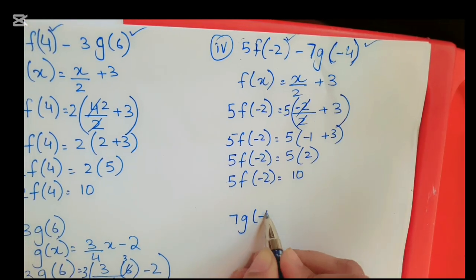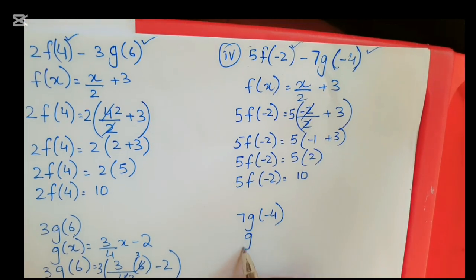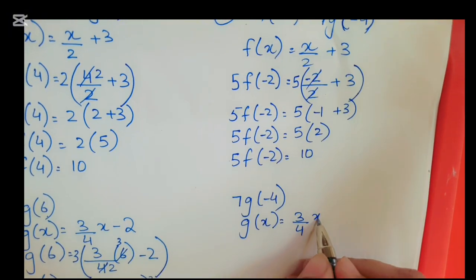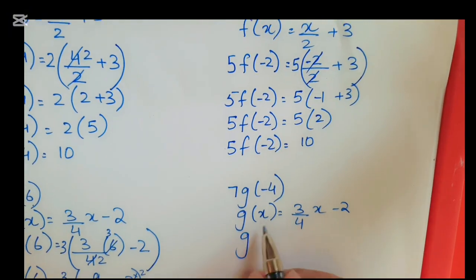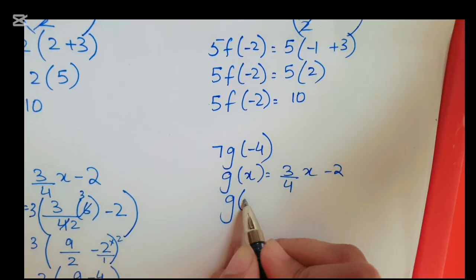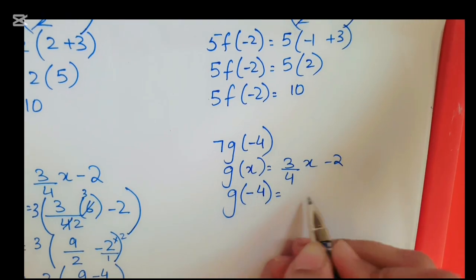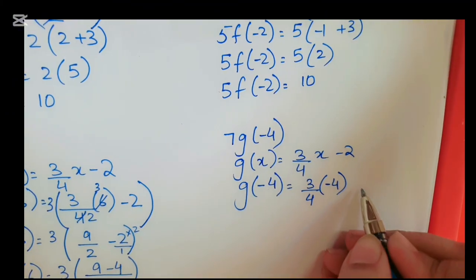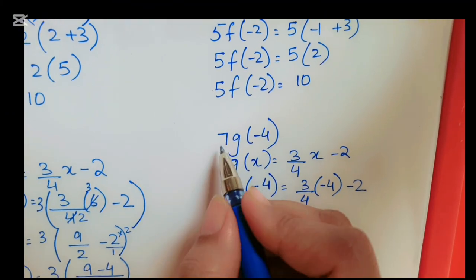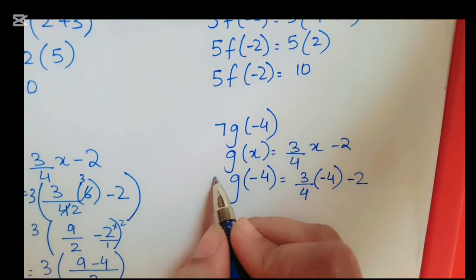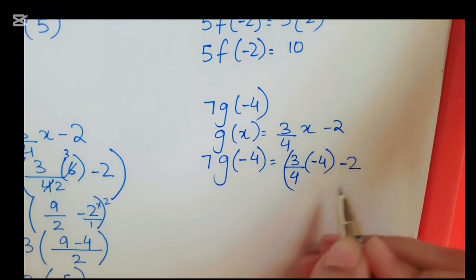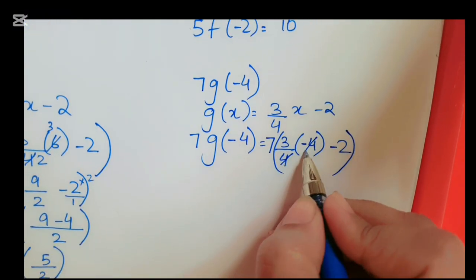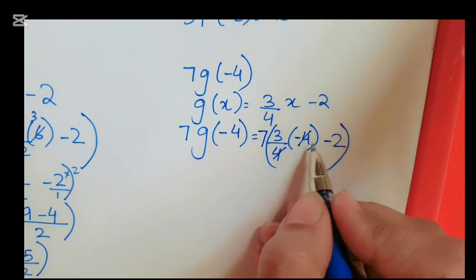7g minus 4. What is the function? g(x) is equal to 3 upon 4 x minus 2, and you know that we have to use x minus 4 in place of x, so it is equal to 3 upon 4 times (x minus 4) minus 2. The whole expression is multiplied by 7, so I am writing 7 over here, and the 4 and 4 will cancel out because this is already multiplying by this.